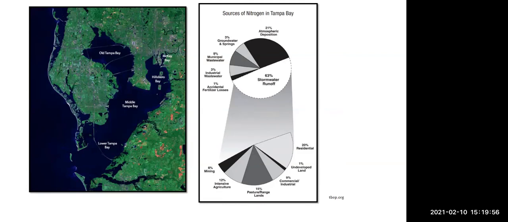And that's where we do a lot of our research in my lab. We focus on that residential runoff and things that urban residents can do on their own lawn, on their own property, to reduce that runoff and reduce the amount of nitrogen and phosphorus in that runoff.